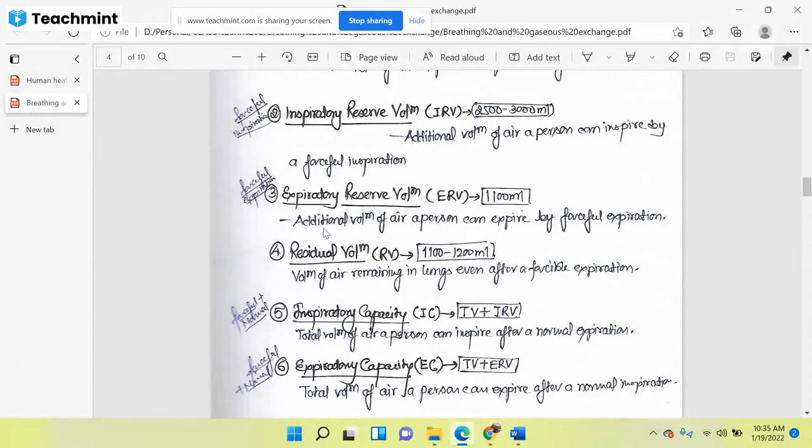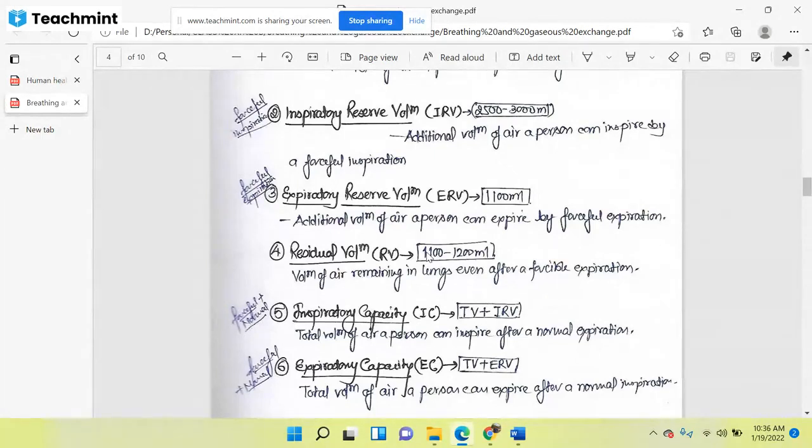Now, the residual volume. By the name we can understand, this is some amount of air that remains. Here, it is the volume of air remaining in the lungs even after forceful expiration. When we forcefully exhale the air, some volume of air remains in our lungs. That remaining volume of air is called residual volume.